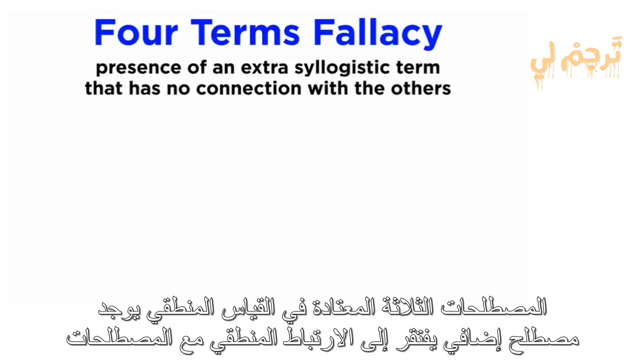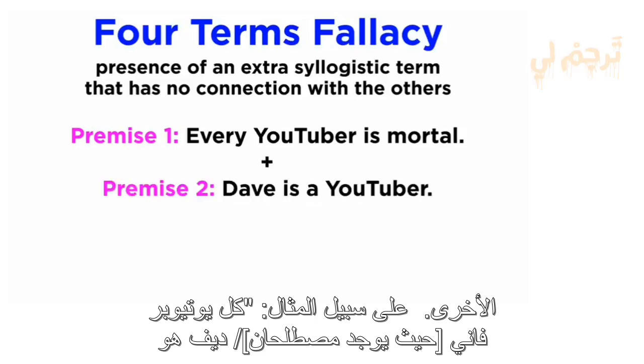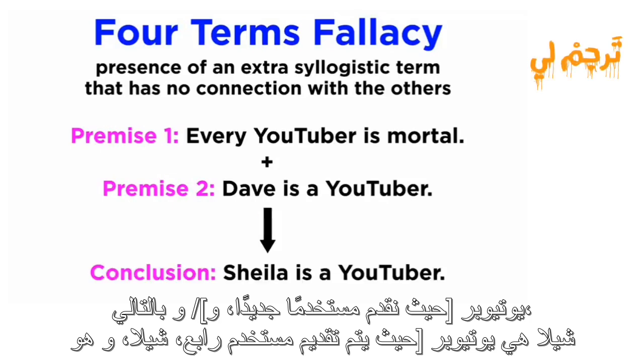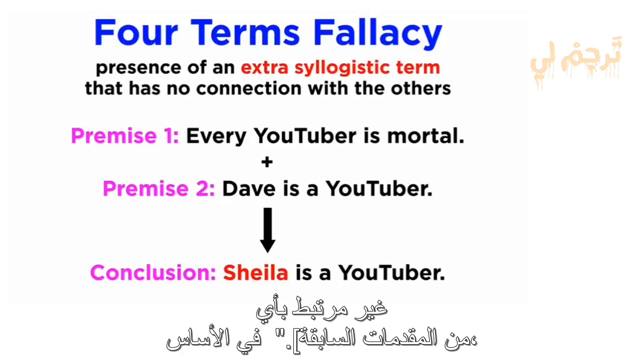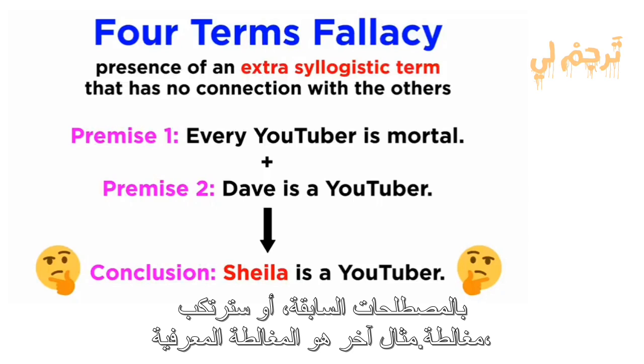Among formal fallacies, there are simple ones such as four terms, where instead of our usual three terms in a syllogism, there is an extra one which lacks logical connection with the others. An example would be, every YouTuber is mortal, where there's two terms, Dave is a YouTuber, where we introduce a new one, and thus Sheila is a YouTuber, where a fourth one, Sheila, is introduced, which is not connected with any of the previous premises. Essentially, whenever you want to add an extra term to an argument, you either explain its connections to previous terms or you'll be committing a fallacy.